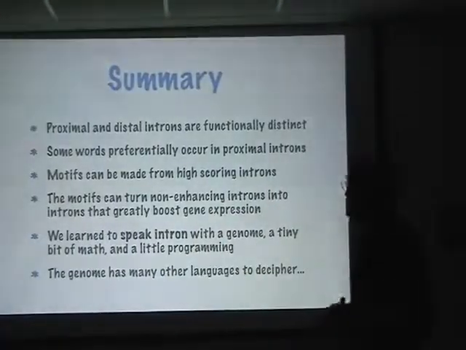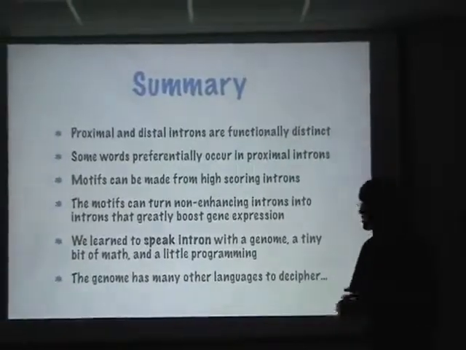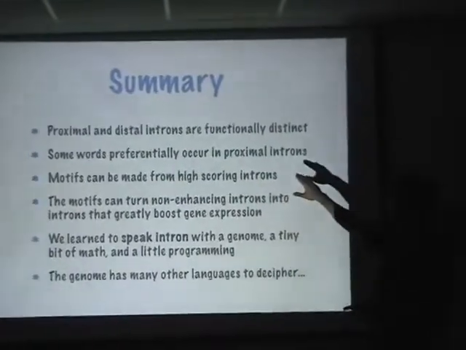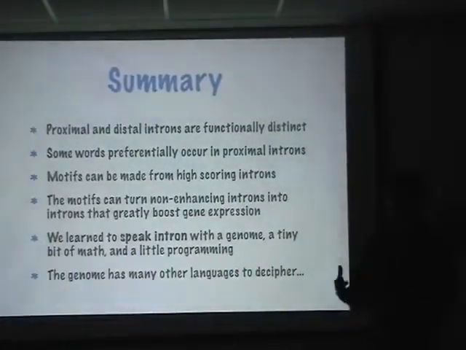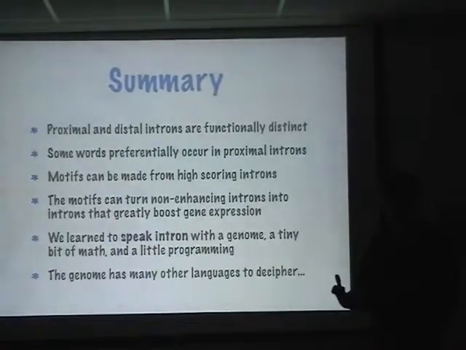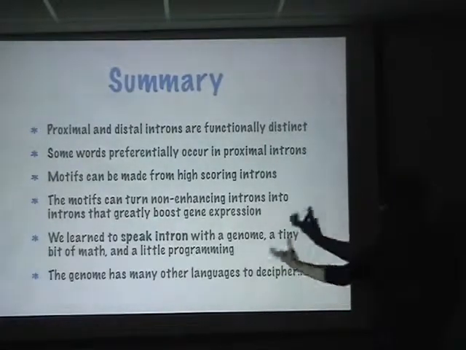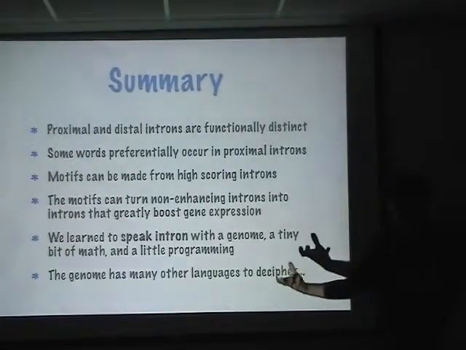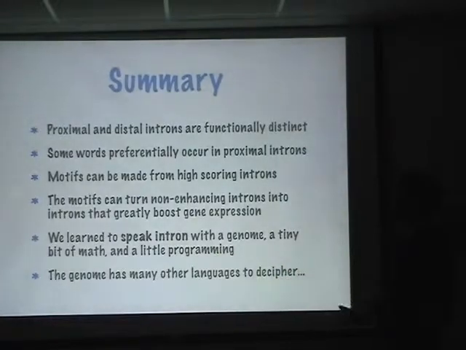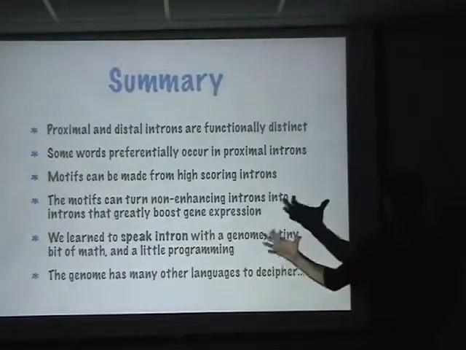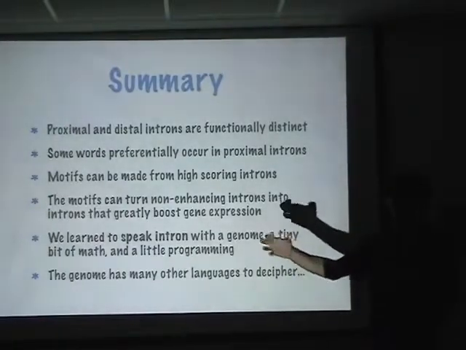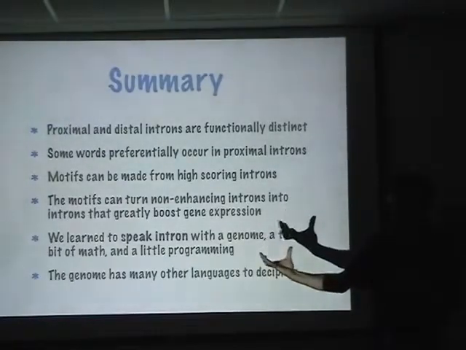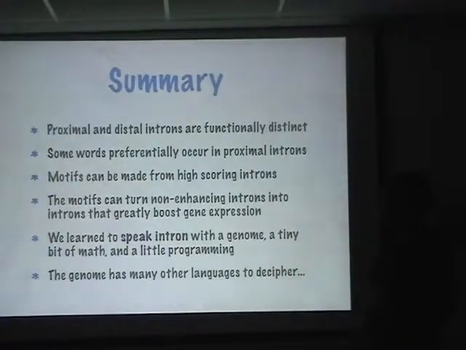So I want to just summarize here that in this story I'm going to tell you that proximal and distal introns are functionally distinct. That's pretty much how we started this story. It's like saying English and French are functionally distinct. They are different things, as are the introns here and the introns here. If they were not different, we wouldn't be able to do any of this. Some words preferentially occur in proximal introns. There are certain things like that pattern of G, A, T, C, whatever. Those things happen in one place that don't happen as much in the other place.